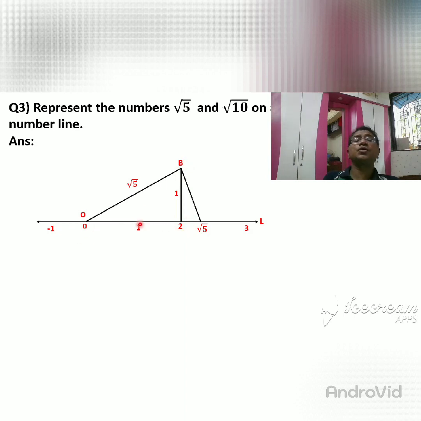So OA square is equal to 2 square plus BA square is equal to 1 square. 2 square is 4, 1 square is 1, 4 plus 1 is 5. So taking the square root, OB is equal to root 5. So here you have drawn root 5. Understood? This is how root 5 is drawn.